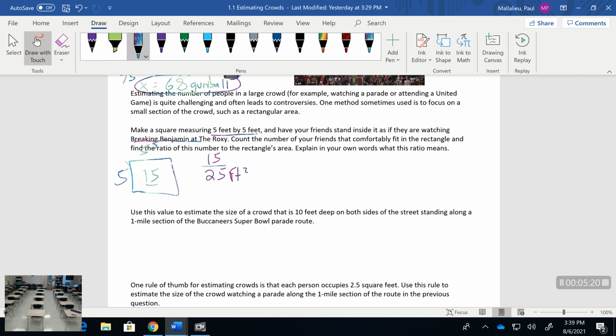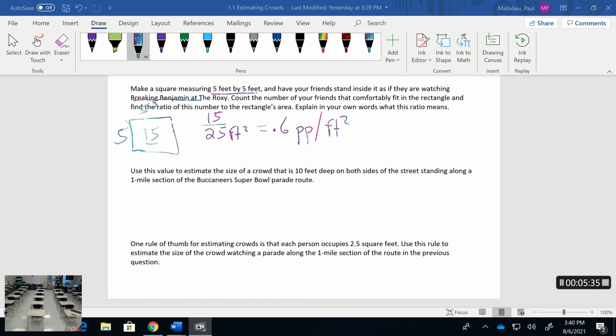So let's take this and apply it. Let's divide our ratio. So 15 divided by 25, that's going to give us 0.6 people per square feet. All right, so 0.6 people per square feet, or square foot, excuse me.